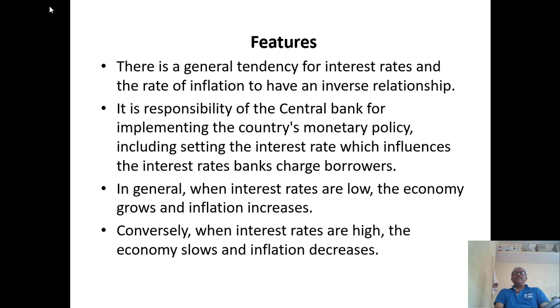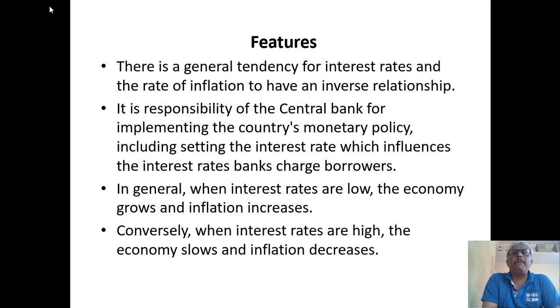What are the features of this? There is a general tendency for interest rates and the rate of inflation to be inversely related, which I already told. That is, when there is a deflation tendency, which means there is a low rate of inflation, then there is a possibility of decreasing the rate of interest.